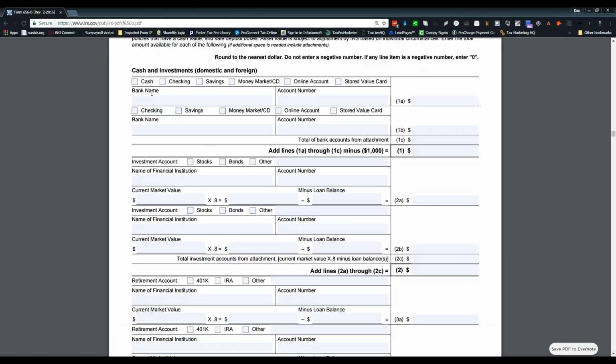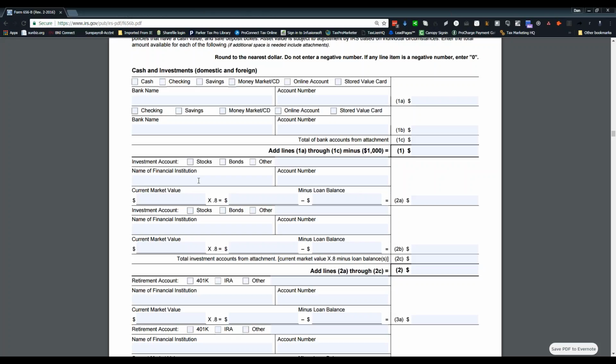But here's where things start getting to know a little bit more. Generally for a tax return, with cash, checking, savings, money market, retirement accounts, and investment accounts, you might know who they are with, but you generally don't know the balances.